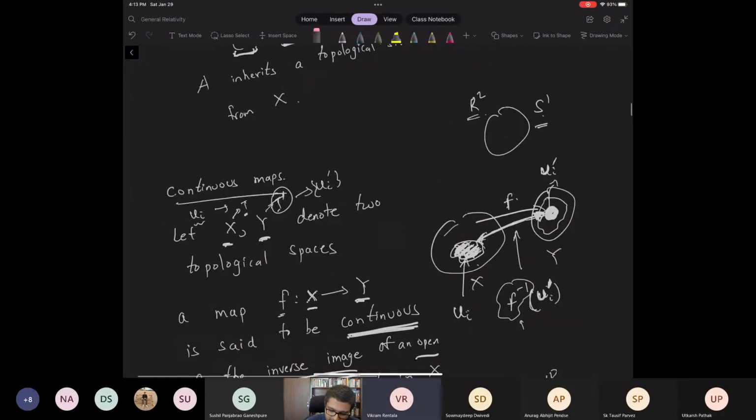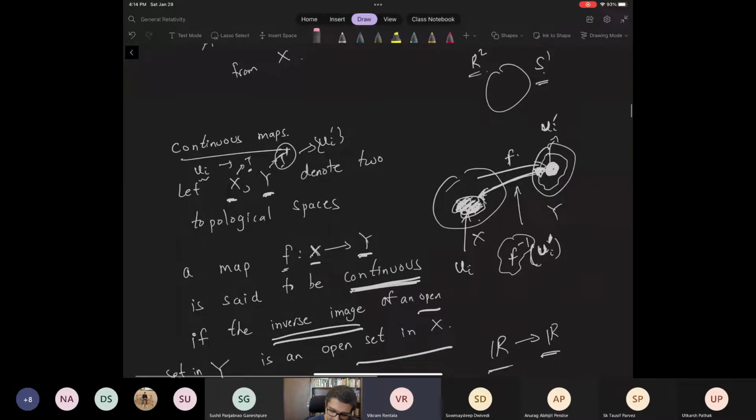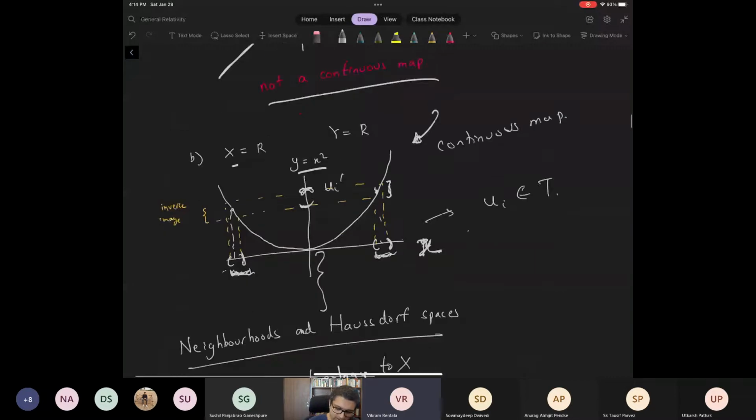So what do I mean by f inverse? f inverse is just a symbol; you shouldn't think of it as the inverse function. What I mean is the inverse image. Supposing I take an open interval in Y, in the example I did in class, and look at the inverse image, that is, the set of points in X that give rise to these points in Y.